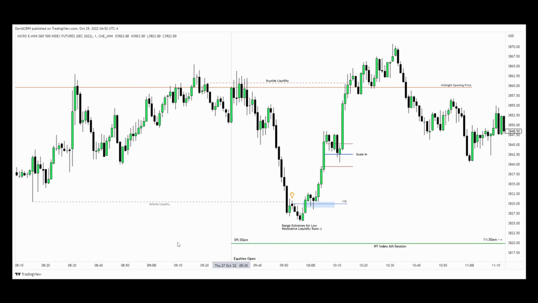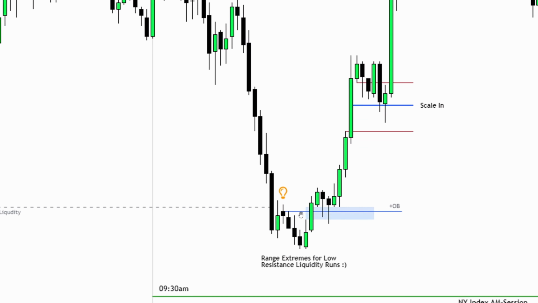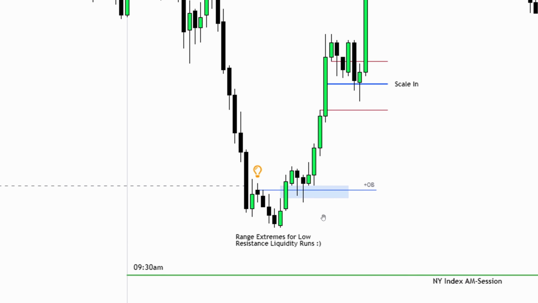This is the 1-minute chart trading the ES. We are operating in the New York morning session or AM session. At 9:30 there was a Judas swing lower seeking sell side liquidity and orders are being paired up. I'm looking for long accumulation at the extreme end of the range after the sell side liquidity pool has been raided.